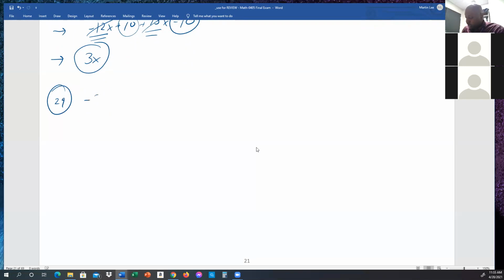Okay, 29, negative 3 times x minus 1 minus 4x. So let's distribute the negative 3. Negative 3 times x gives me negative 3x. Negative 3 times negative 1 gives me a positive 3. And then bring down minus 4x. Now combine like terms. Negative 3x plus a negative 4x gives me a negative 7x plus 3.